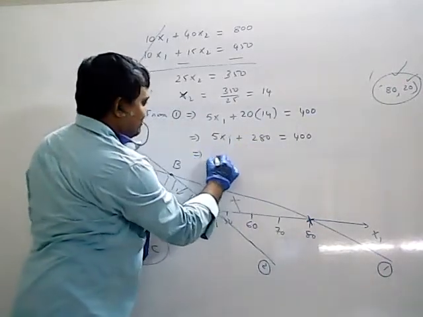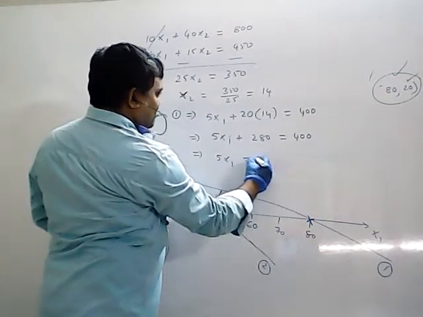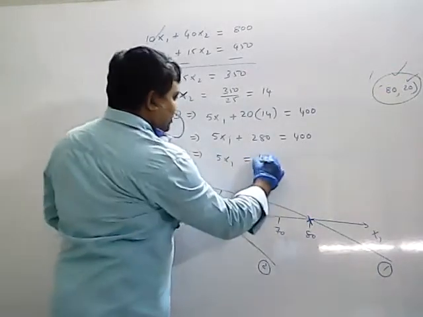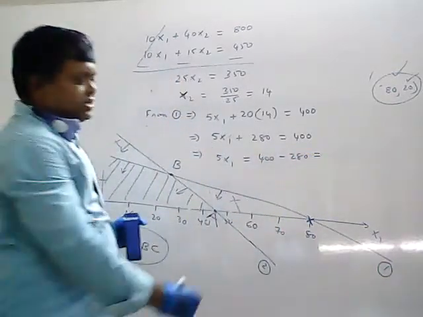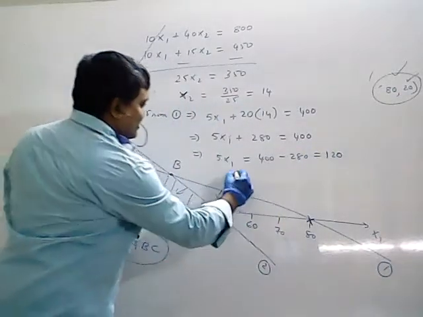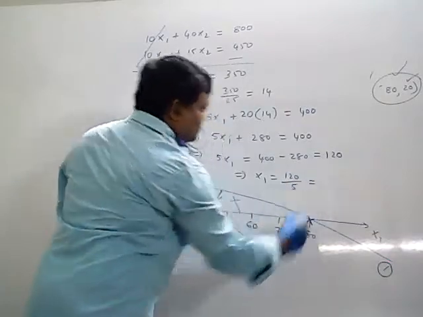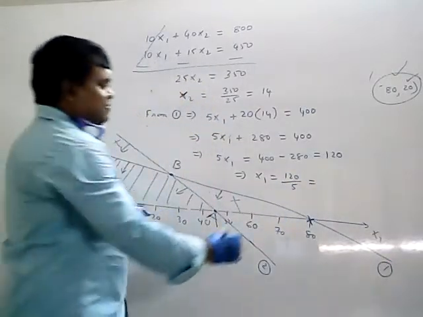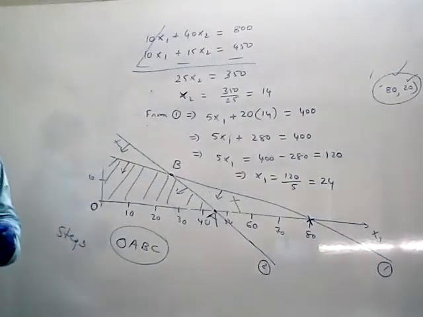That means 5x1 is equal to 400 minus 280. 400 minus 280 is nothing but 120. So therefore, x1 equals 120 divided by 5, and this value is 24. Now I got the B point or not?